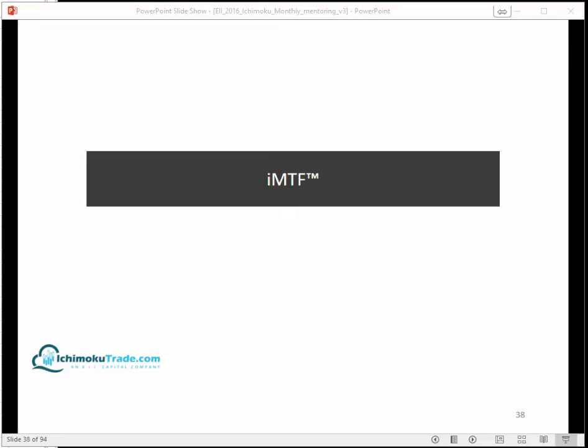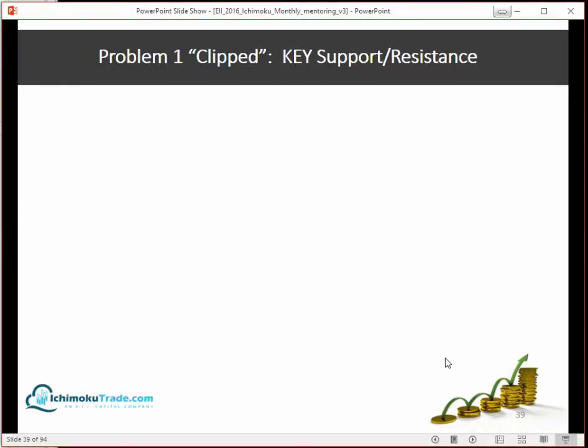This is where you have to find the key institutional support resistance. And this is where we're introducing this concept of IMTF in order to find these key institutional support resistances so we can place pullback trades. So I want everyone to start digesting this concept before we even get on the call for our second week of mentoring. So let's go through and discuss the origin of IMTF.